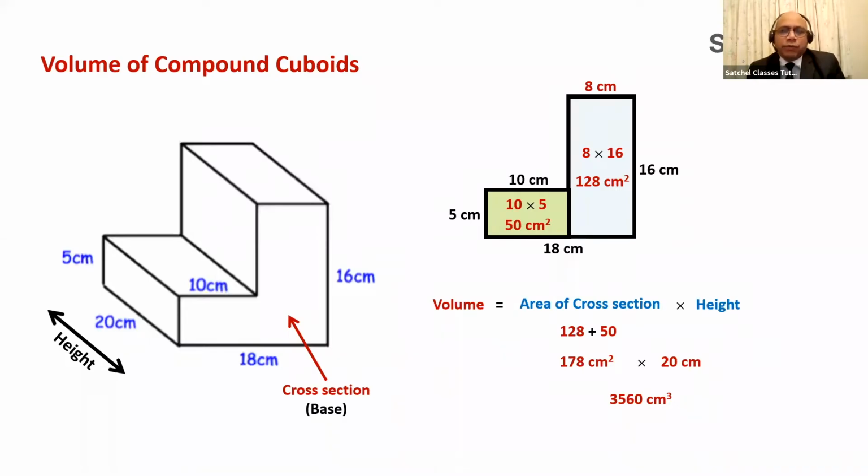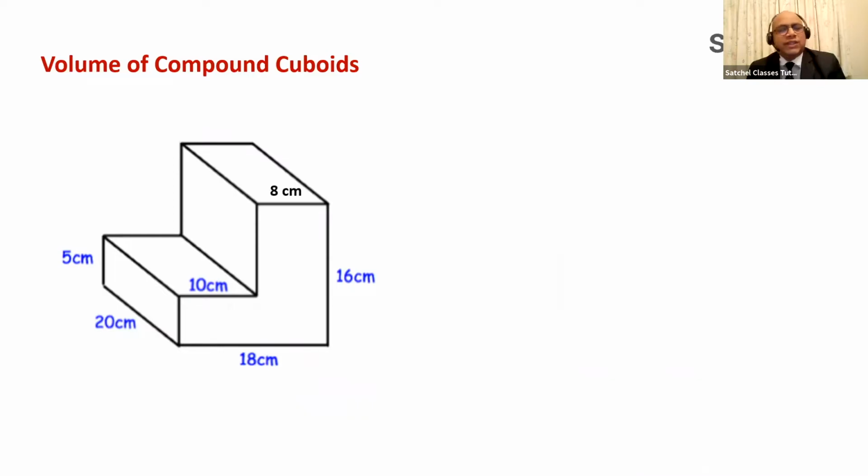This was a more conventional or traditional way of finding the volume of a compound cuboid, where you find the area of the cross section, multiply it by the height of the prism, and there you go, you find the volume of the prism. In this case, we have treated the compound cuboid as a prism with an L-shaped cross section. What's the other method then? Well, the other method is in which we split this particular compound cuboid into two different cuboids.